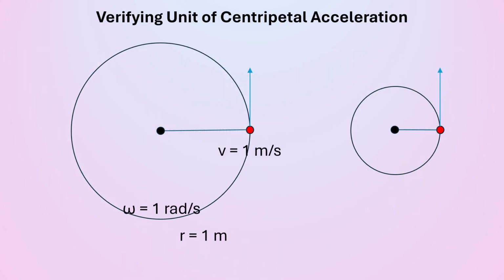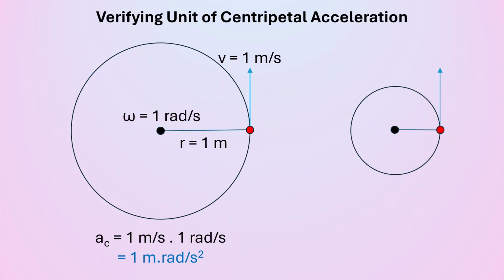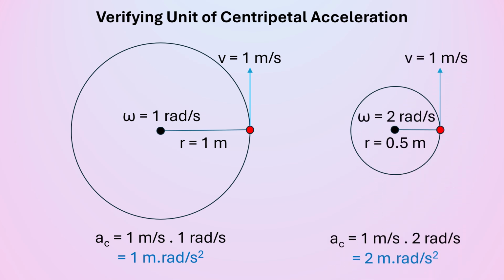Let's verify that the unit for centripetal acceleration is indeed meter radian per second squared. On the left-hand side, the ball has tangential velocity of 1 meter per second. Its angular velocity is 1 radian per second. The length of the string is 1 meter. The ball gets centripetal acceleration of 1 meter radian per second squared. On the right-hand side, the ball has tangential velocity of 1 meter per second. Its angular velocity is 2 radian per second. The length of the string is a half meter. The ball gets centripetal acceleration of 2 meter radian per second squared. Thus indeed, the value of the radian affects the value of centripetal acceleration.